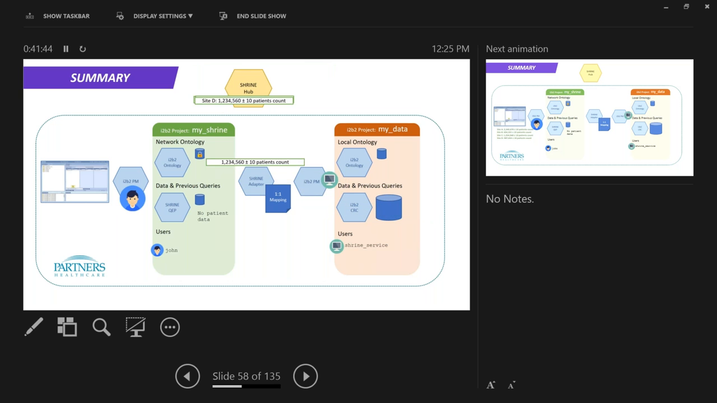Okay, so you can see this is what happens on one side, and then this is happening on every site that's connected.